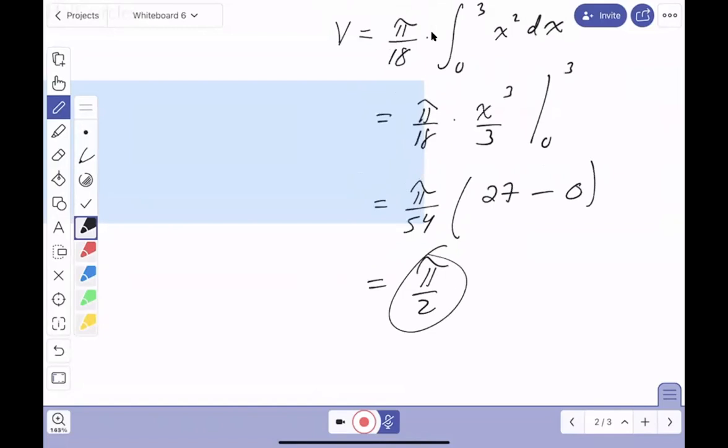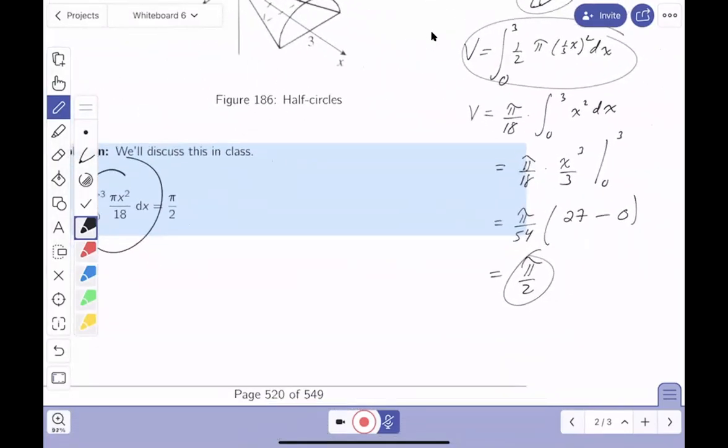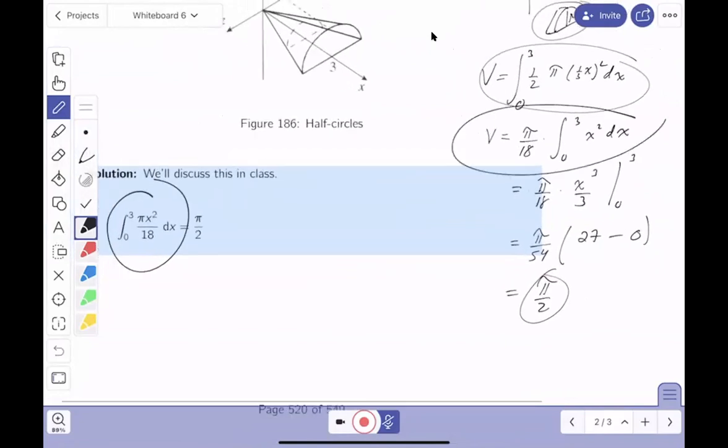Let me put out the two milestones of the integration. Did I get that? Yeah, it's right here. And did I get the correct answer? Yep, right there.